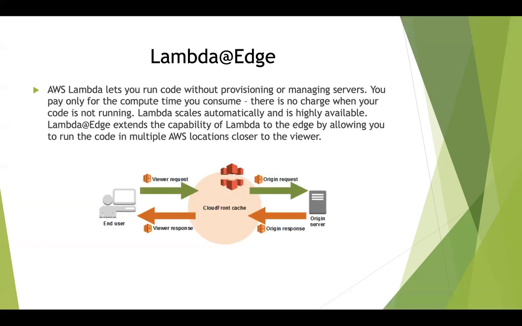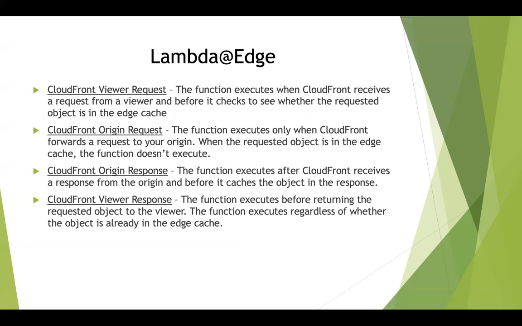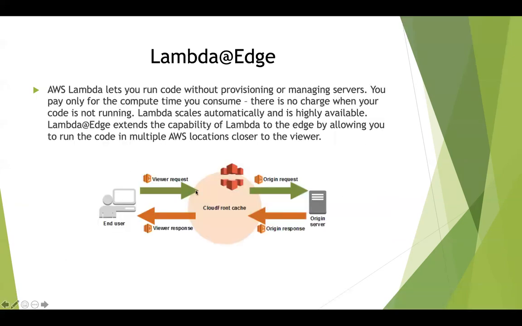So to go into more detail, what does the viewer request denote? The viewer request is the first one that happens. So that particular Lambda function that you are going to run executes when CloudFront receives the request from a viewer and before it checks to see whether the requested object is in the edge cache. So when you hit a request to the CloudFront cache, this Lambda function will run before it actually checks whether that object is present in the cache.